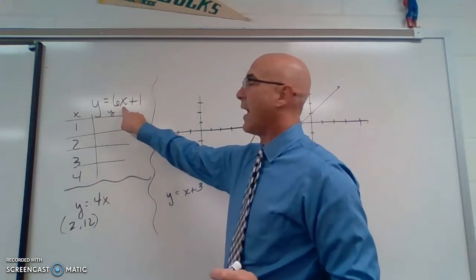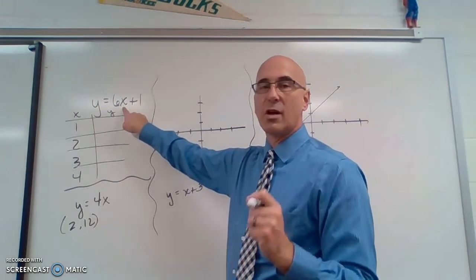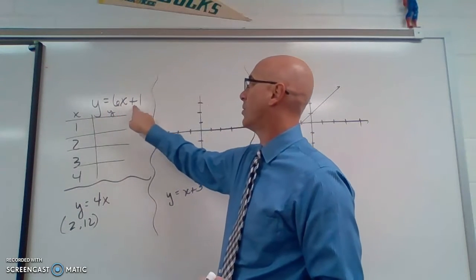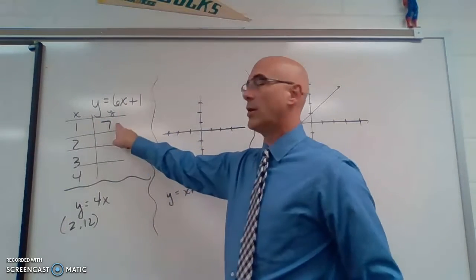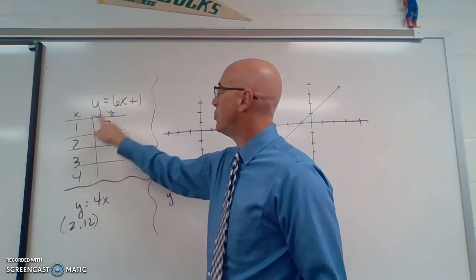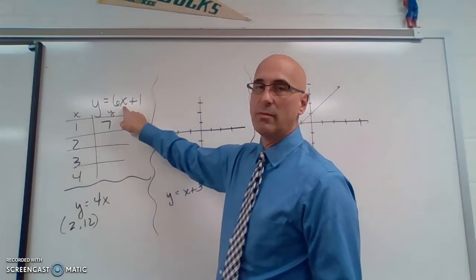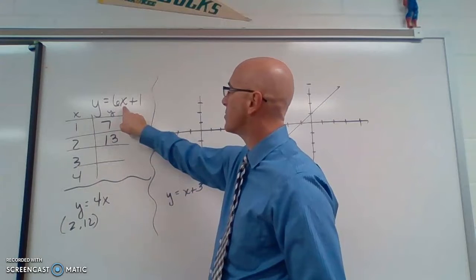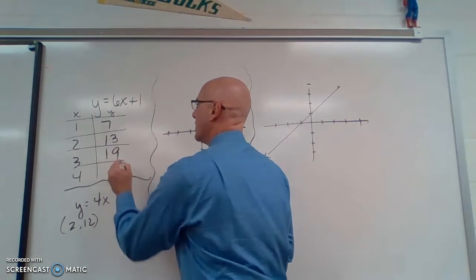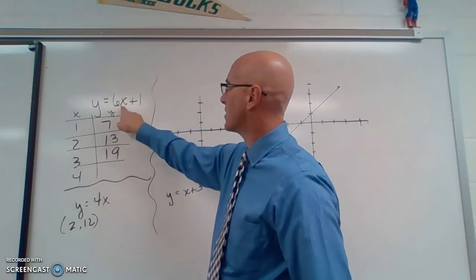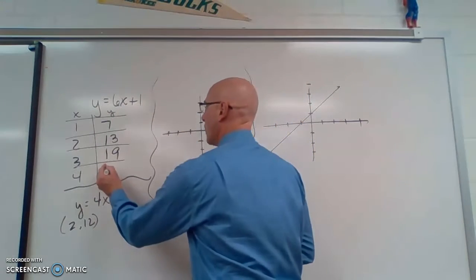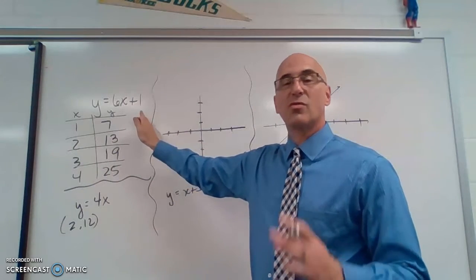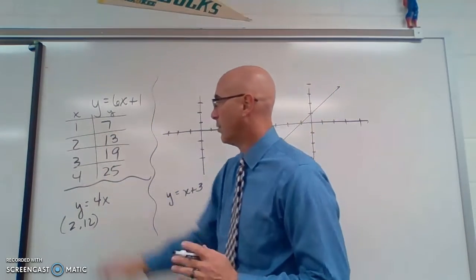So if I put 1 in for x, and do the math, so use our PEMDAS, 6 times 1 is 6, plus 1 is 7. So my output is 7. If I put 2 in for x, 6 times 2 is 12, plus 1 is 13. If I put 3 in, 6 times 3 is 18, plus 1 is 19. And then finally 4, 6 times 4 is 24, plus 1 is 25. So we just found our outputs, or our function values, or our y values for all of these inputs.